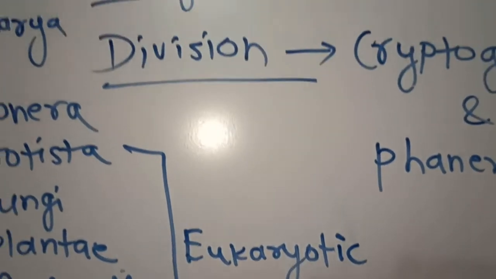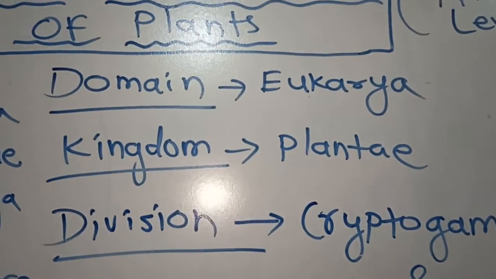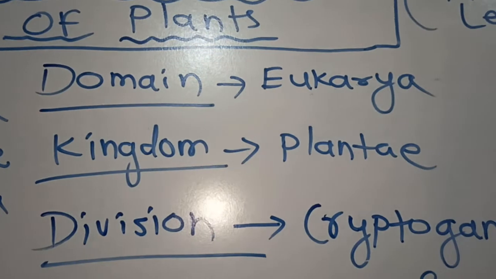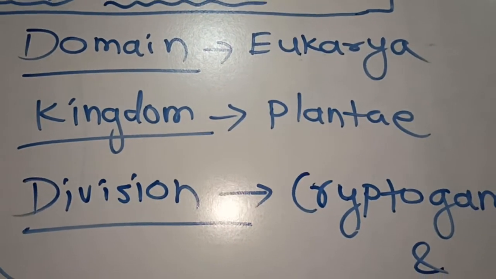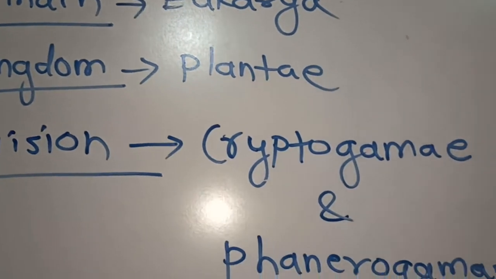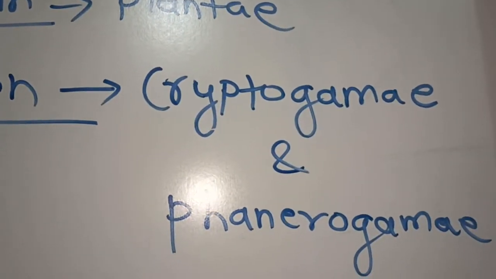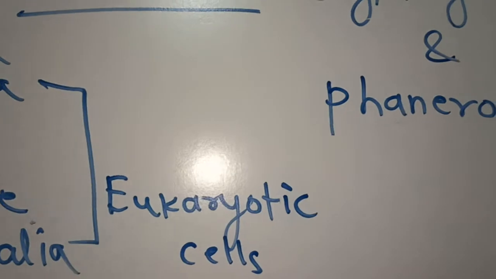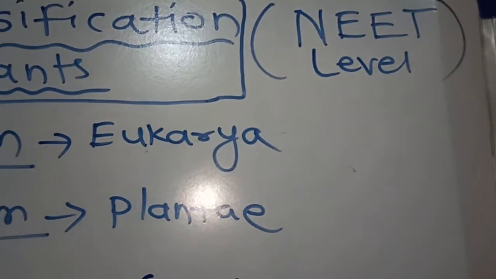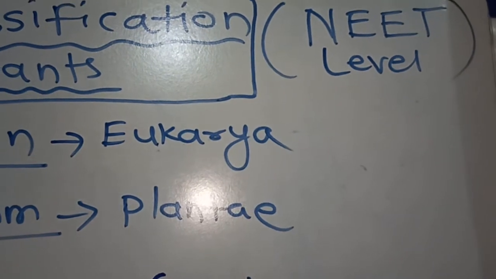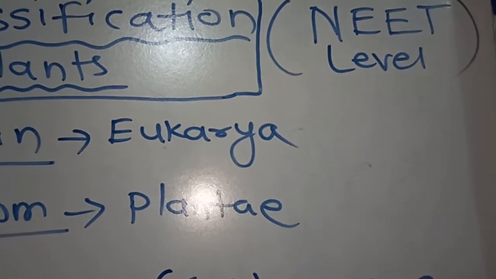Now let's see the classification of plants. The domain for classification of plants is eukarya, the kingdom is Plantae, and the divisions are two: cryptogamy and phanerogamy. Then we are going to the NEET level now. So let's see what their further classification is at the NEET level.